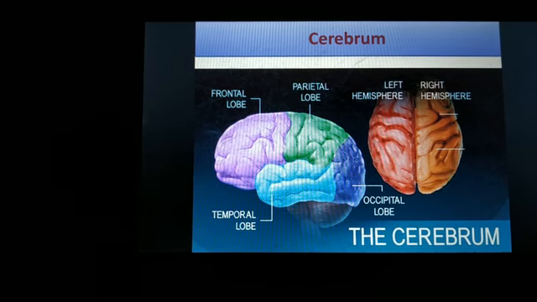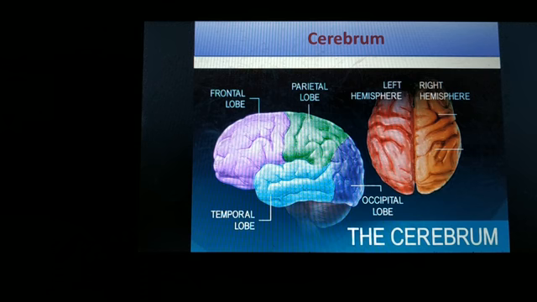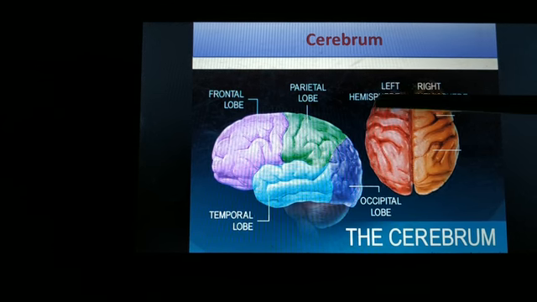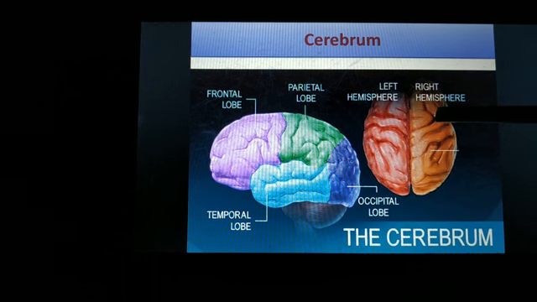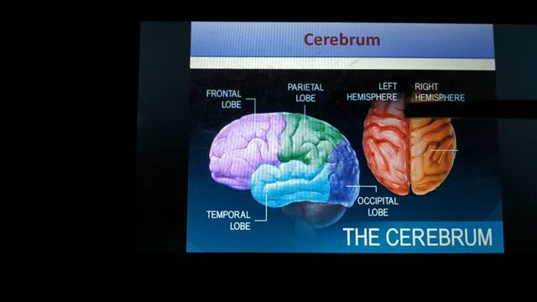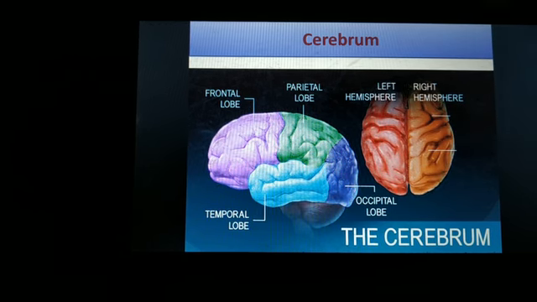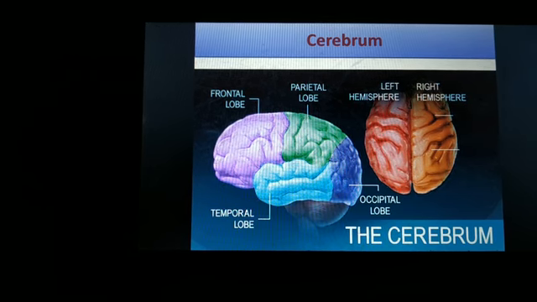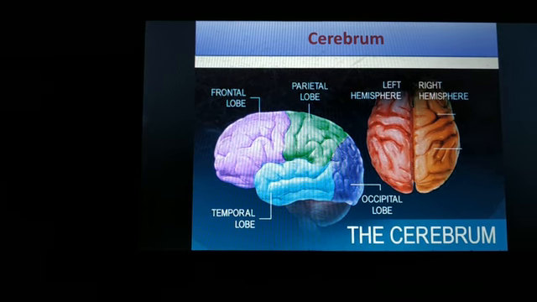The cerebrum is divided into two halves, left hemisphere and right hemisphere. And this cerebrum is further divided into four different lobes.